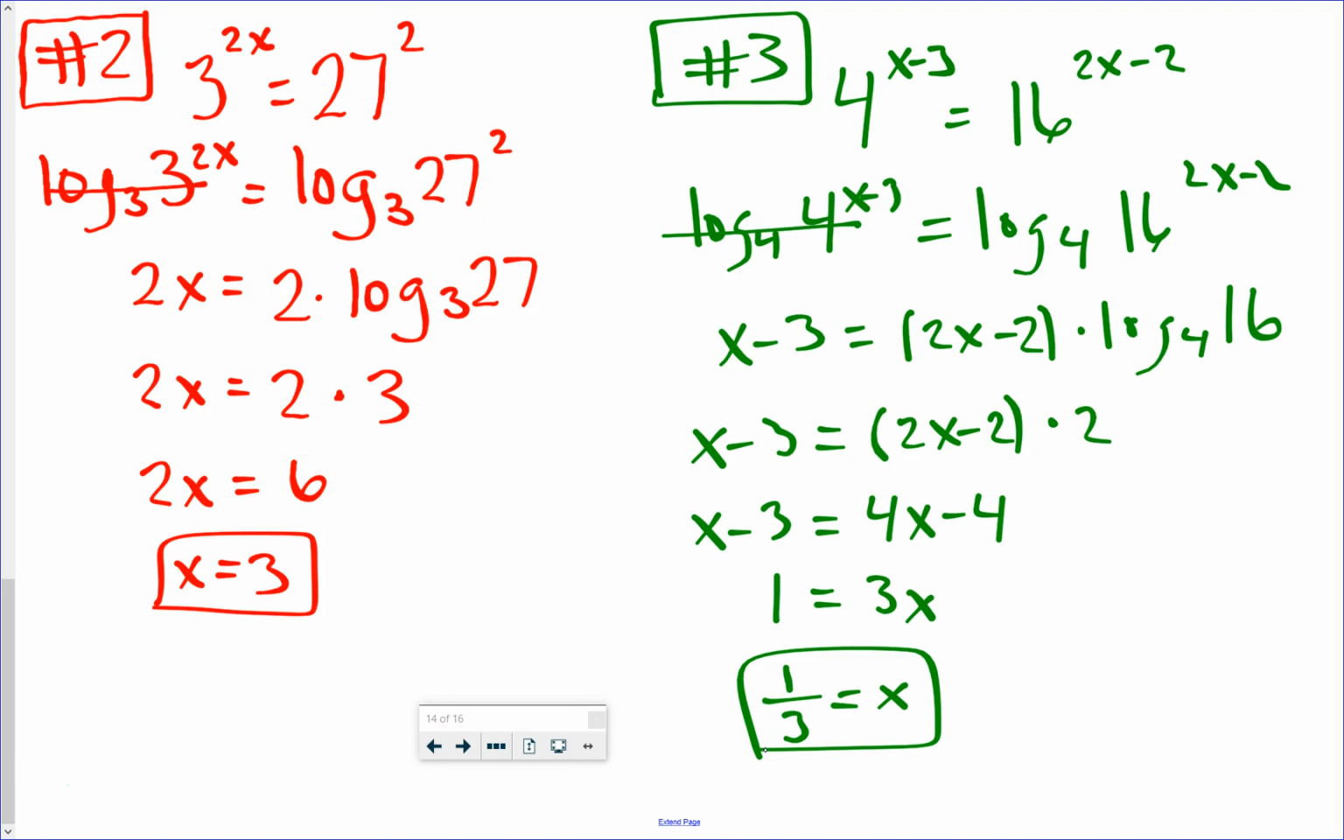All right. Homework today is going to be page 473, 7 through 20 all.